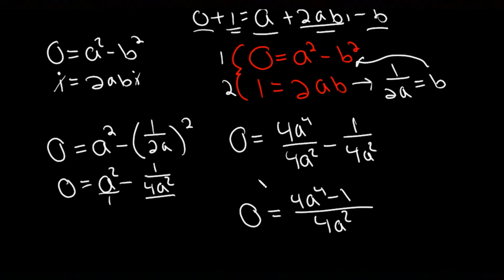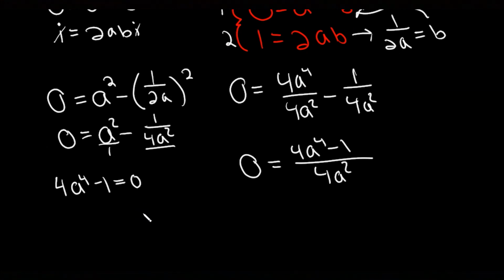So all I'm going to do at this point is take my numerator, set it equal to 0, solve for A, and then I'll have A. So for example, you're going to have 4A to the 4th power minus 1 equal to 0. And then you're going to solve for A. So let's scroll down. From here, I'm going to add 1 and divide by 4. So you get A to the 4th power equal to 1 over 4. And then we have to take the 4th root on both sides. So let's go ahead and do that.